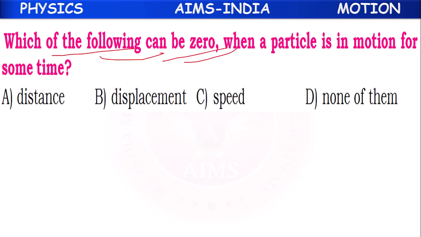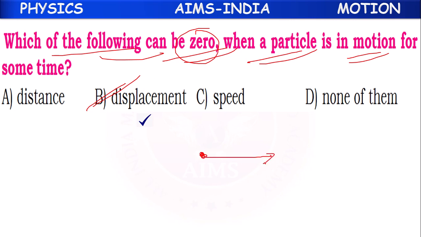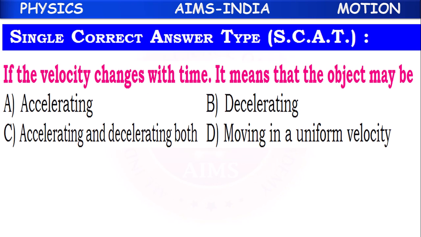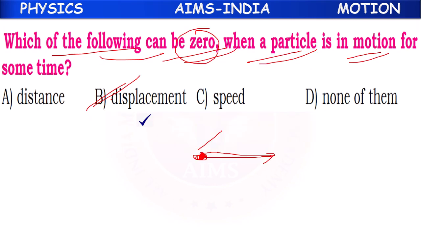So which of the following can be zero when a particle is in motion? So answer, children, displacement can be zero, because if a body starts from a point, goes in a straight line forward and comes back to the same point, initial point and final point are same, displacement is zero. So B option is the correct answer.